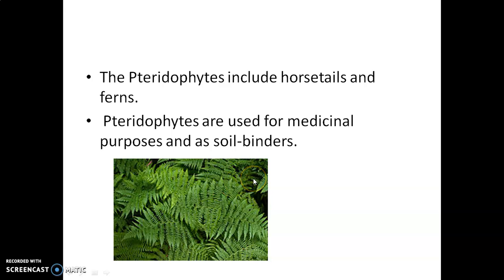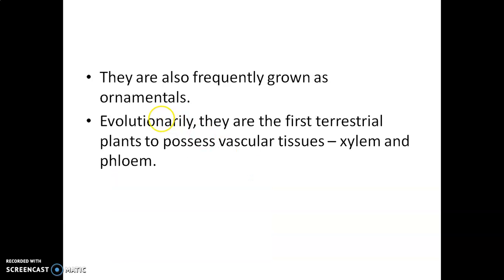They are used for medicinal purpose and as soil binders. They are also frequently grown as ornamental. We use these plants for ornamental purposes. And children, evolutionarily, they are the first terrestrial plants to possess vascular tissues.